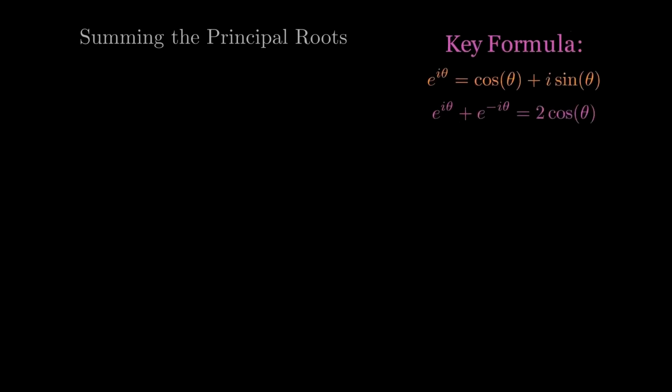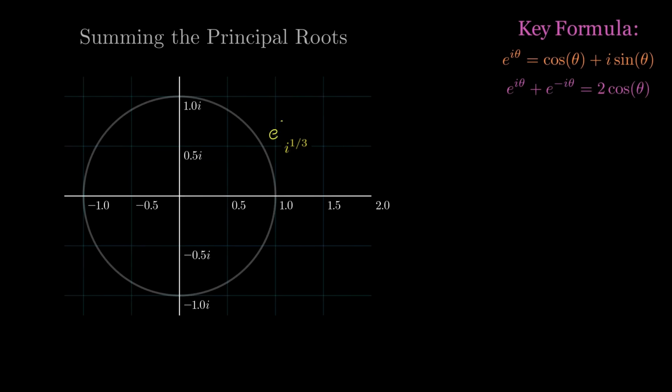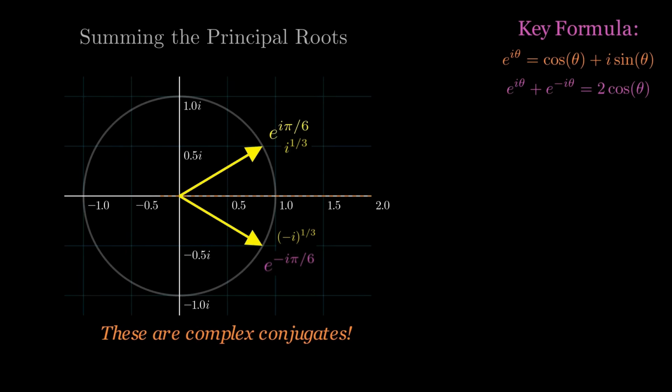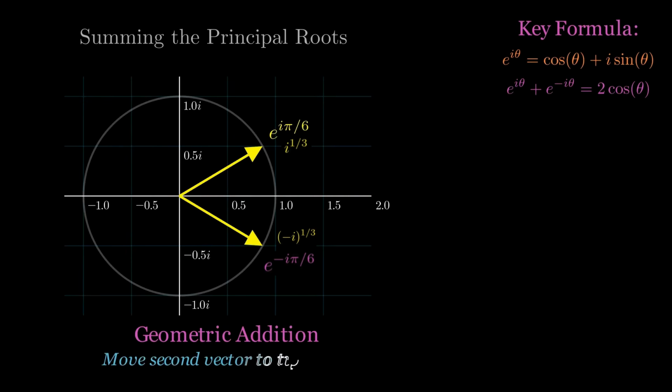Take the principal cube root of i, it points to e to the i pi over 6, and the principal cube root of negative i points to e to the negative i pi over 6. Now notice what that means. These two vectors have the same real part, but opposite imaginary parts. They're complex conjugates, perfect mirror images across the real axis. So when we add them, the imaginary pieces cancel. Plus 1/2 i and minus 1/2 i vanish. All that's left is the real component, twice the cosine.